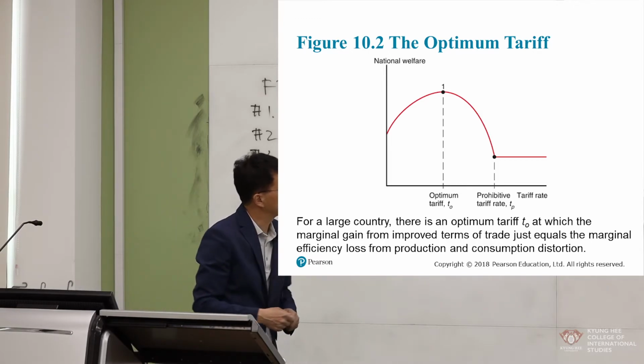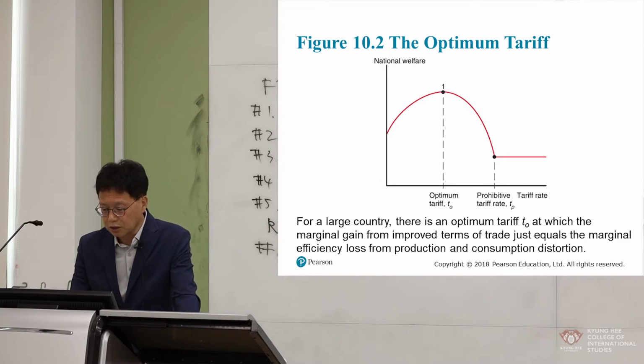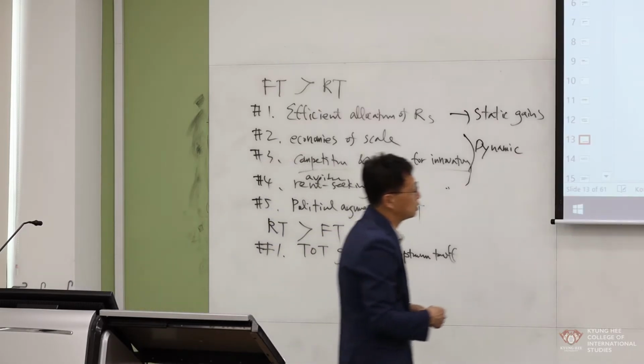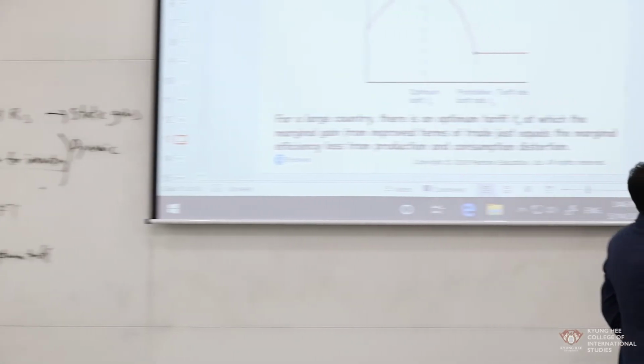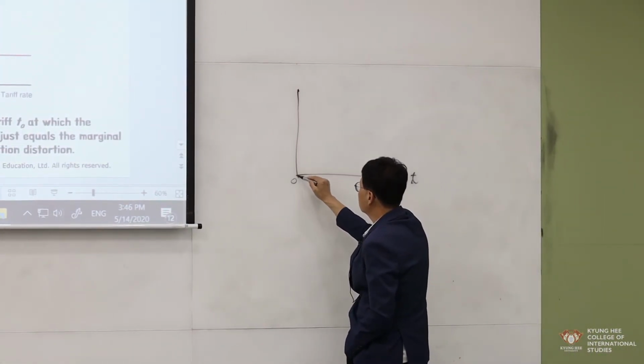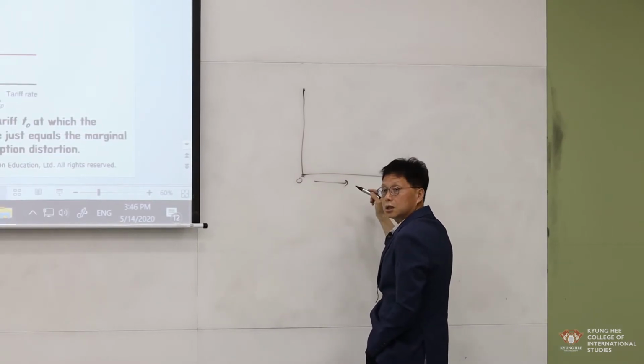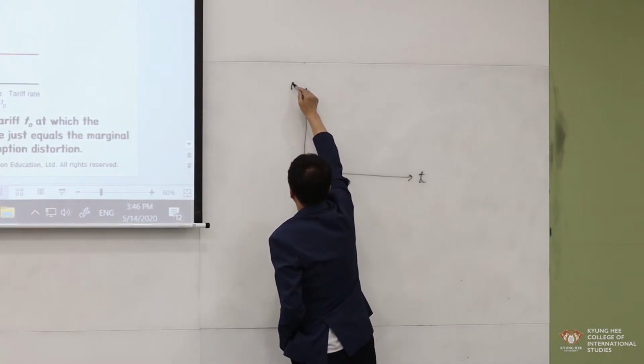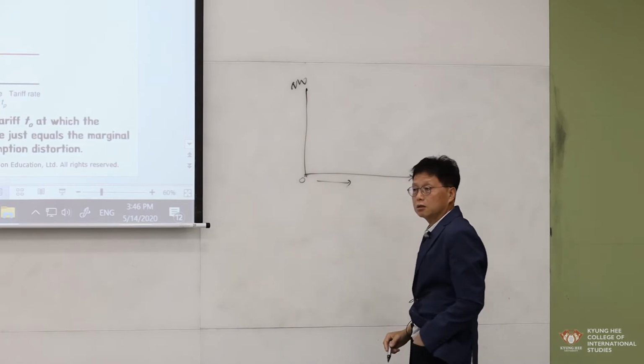So for a large country, there is an optimum tariff, TO, at which the marginal gain from improved terms of trade just equals the marginal efficiency loss from production and consumption distortion. So this is figure 10.2, and it's like this. That is the tariff rate. Tariff rate is equal to 0 and increases. And that is national welfare. The y variable is national welfare.